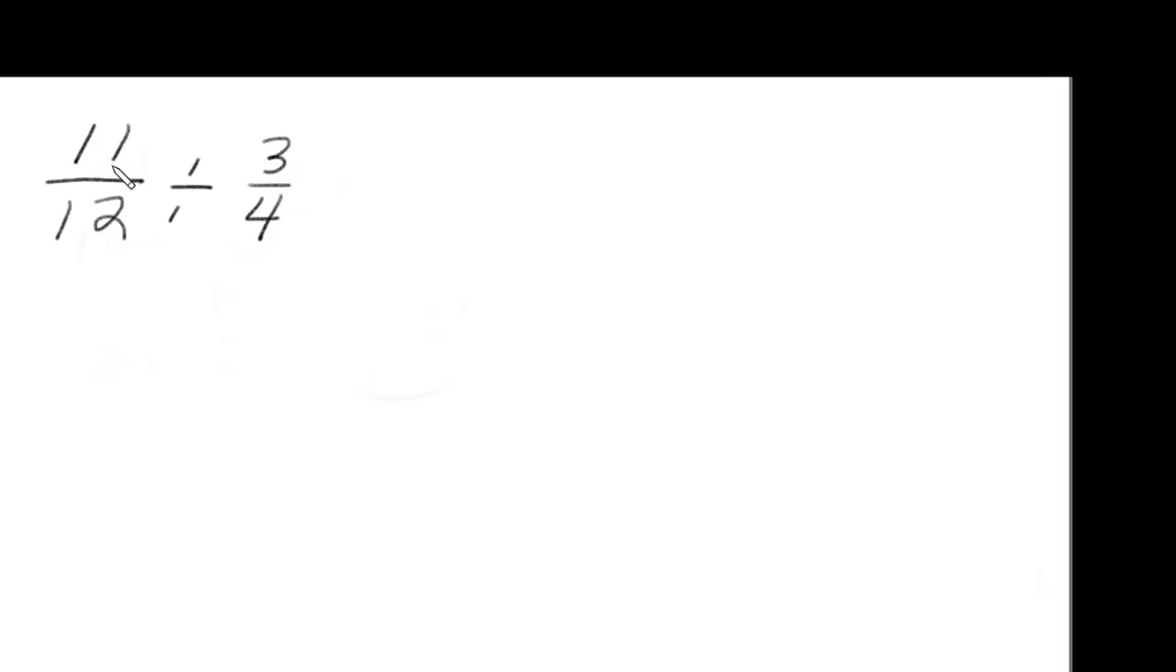Okay. The first fraction we're going to keep, like the rhyme says. We're going to keep 11 twelfths. We're going to change our division to multiplication. And we're going to flip the second fraction, so that will become 4/3. Okay, now we're ready to solve it.